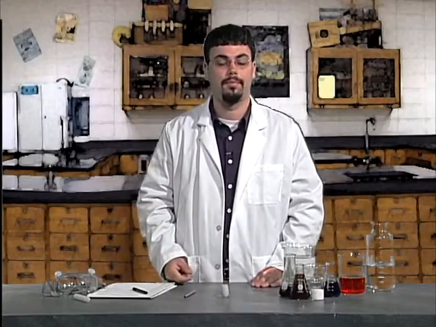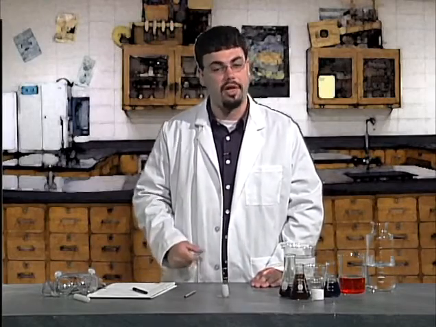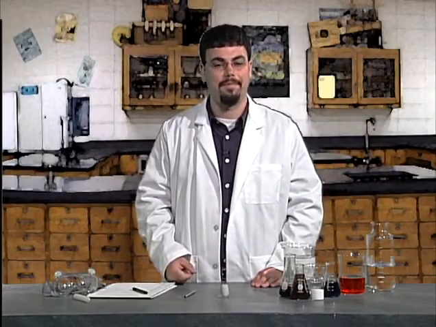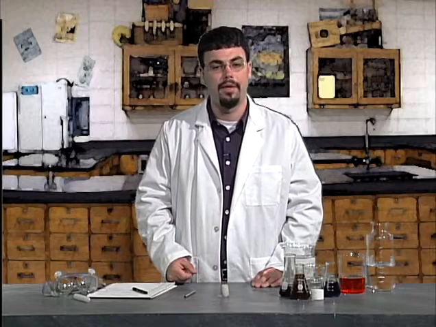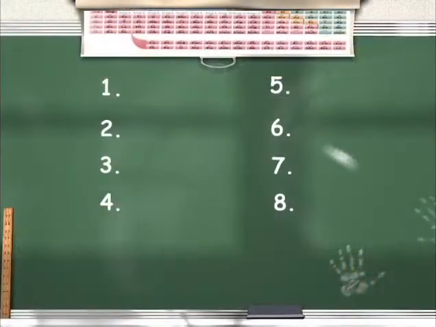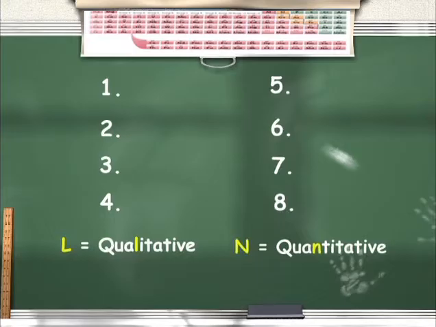Welcome back. I hope your discussions were helpful. Let's listen to some of our students here as they make observations. Number your paper from 1 to 8 and label each statement you hear as qualitative or quantitative. Since the letter Q starts each word, we'll use L for qualitative and N for quantitative. You don't have to write down the observations, just the L or N. Ready?